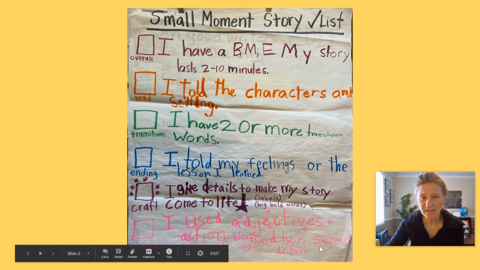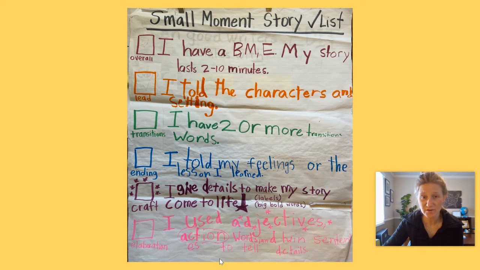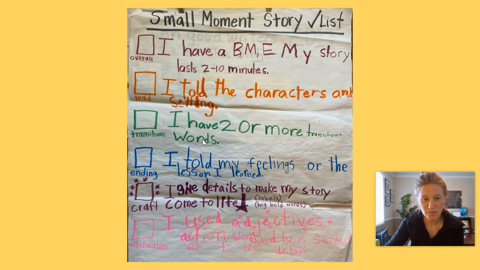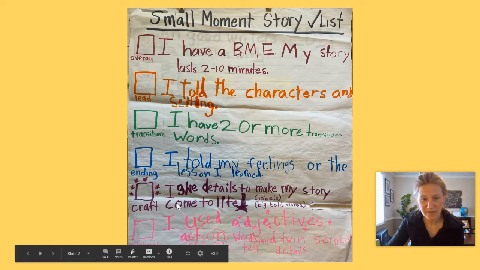So, I'm going to start today's lesson by reviewing our small moments checklist. Because remember, the middle is the most important part of our story. The middle part of our story is where we include transition words, we include examples of craft, and we include examples of elaboration. So I have two or more transition words. I give details to make my story come to life. And elaboration, I used adjectives or action words and twin sentences to tell details.